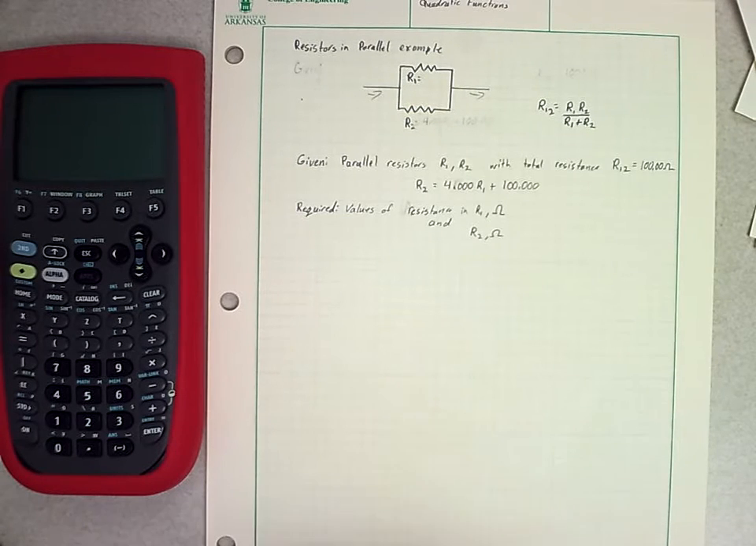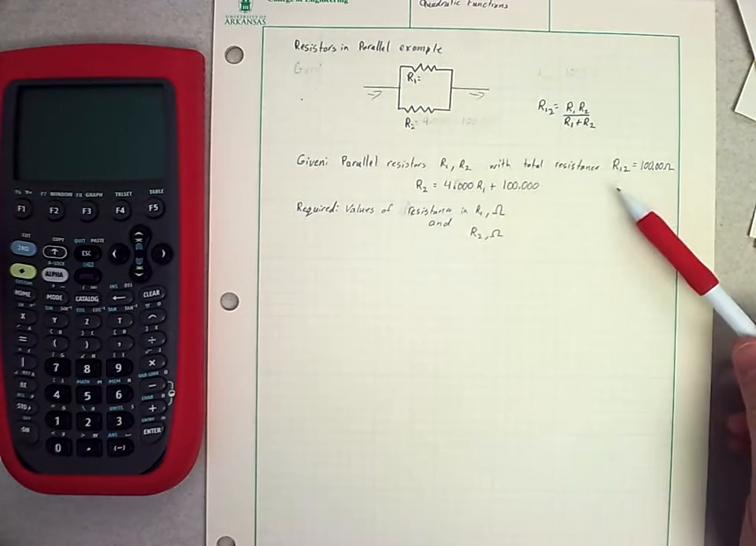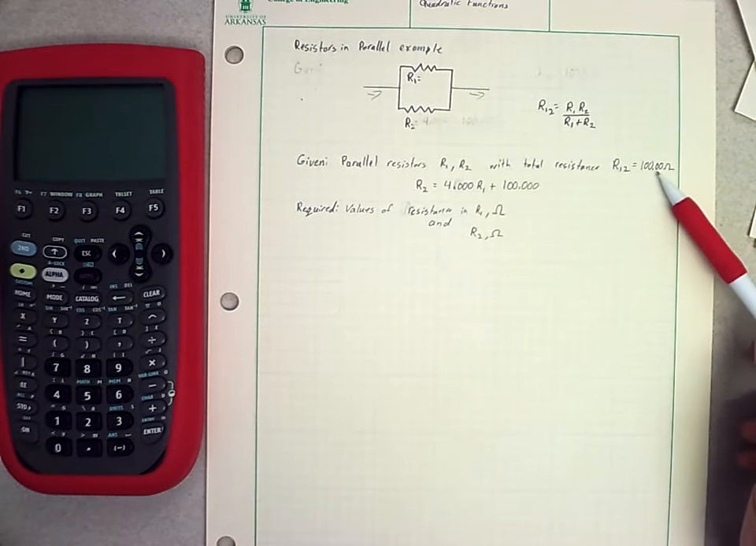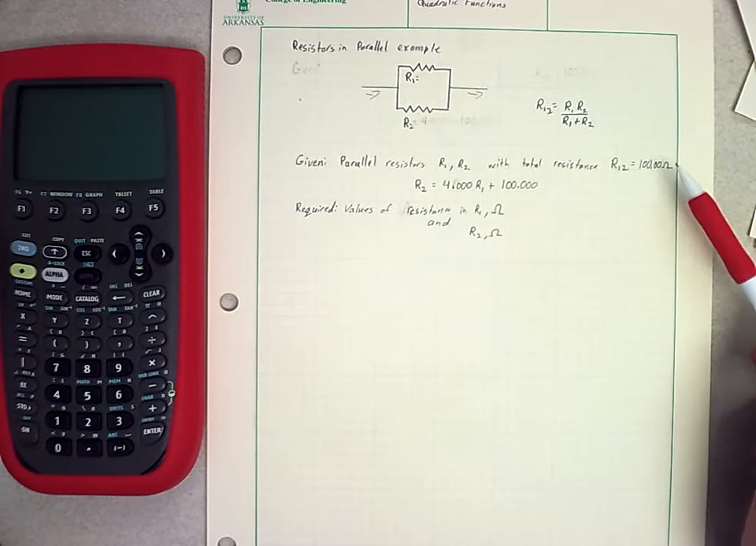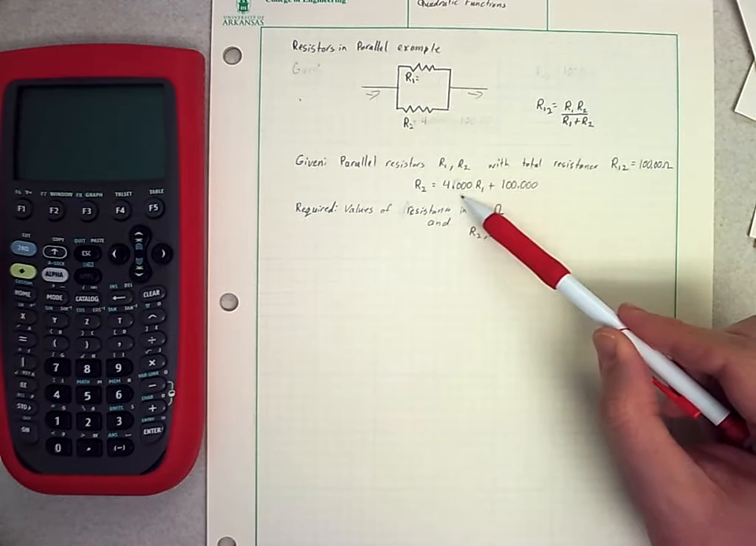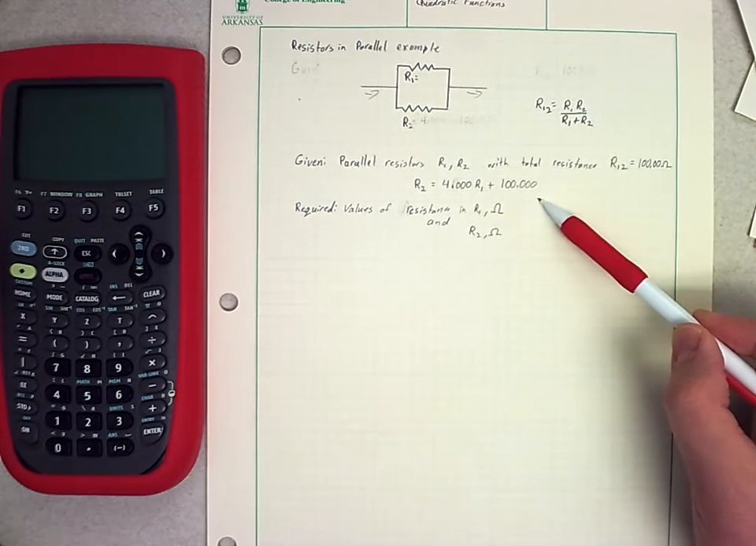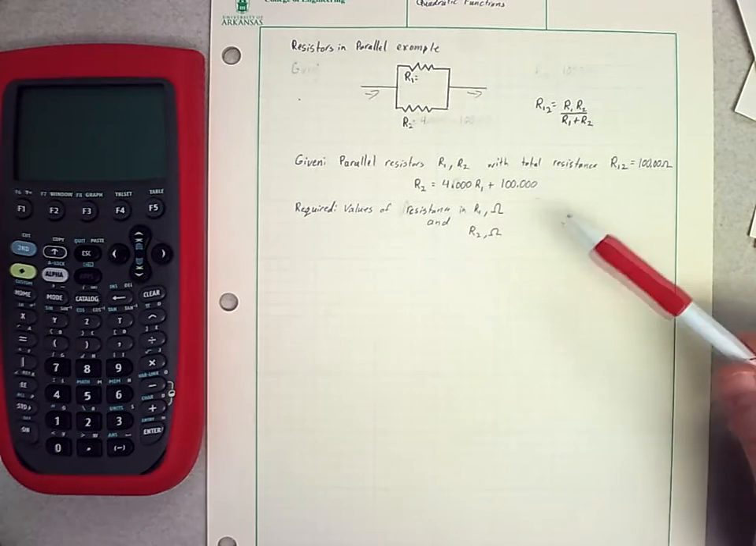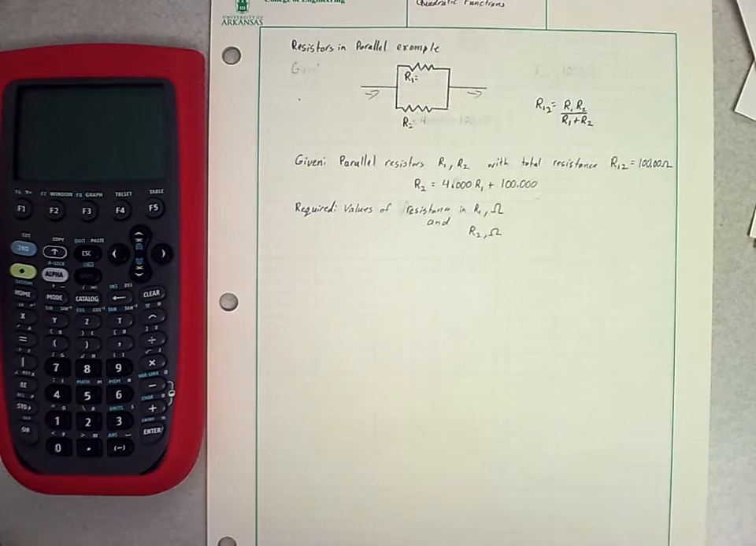Okay, so for our particular example, we are given that the total resistance is 100 ohms, out to a quite precise number, and that somehow we know that R2 is 4 times R1 plus 100 ohms. Of course, what we're asked to figure out is what are the actual values of resistor 1 and resistor 2. So how would we solve that?